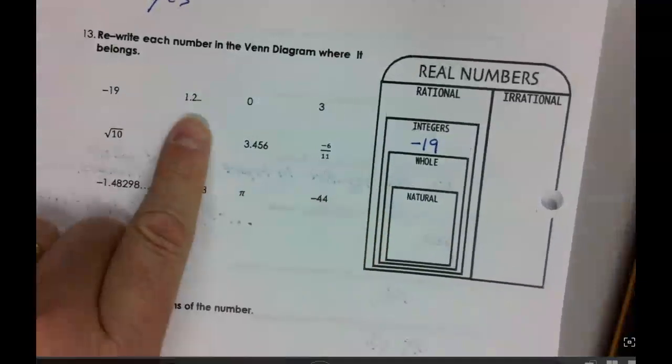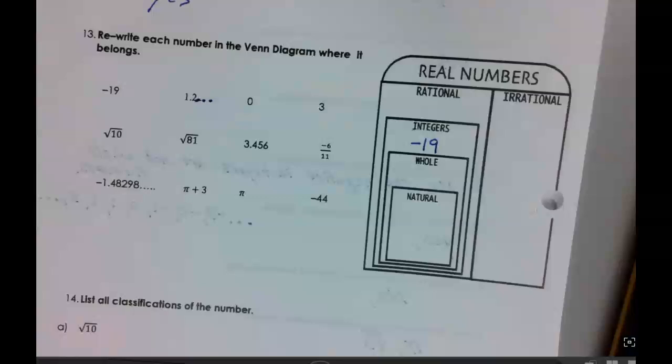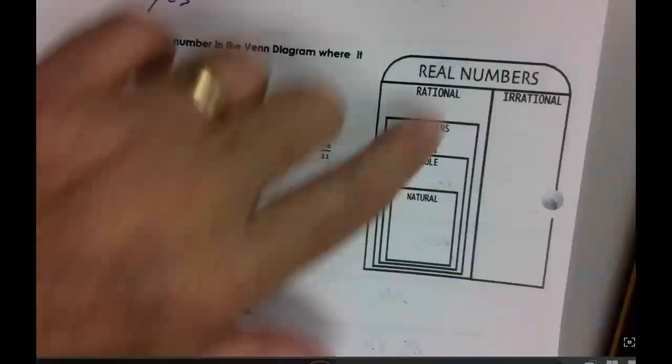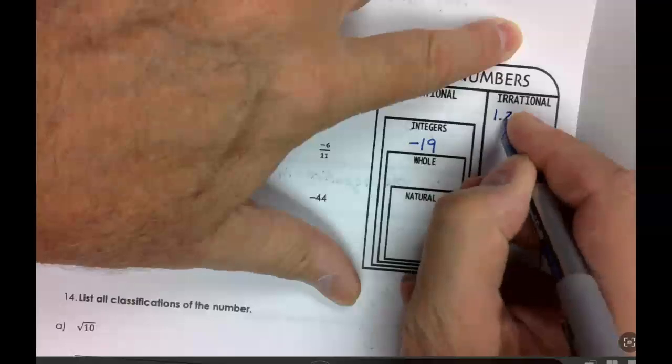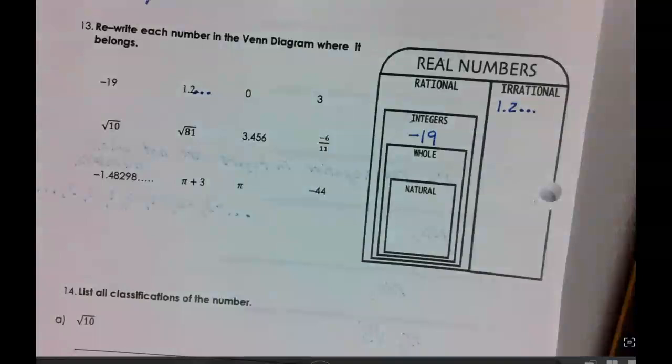Okay, what about 1.2, and it keeps doing this dot, dot, dot? What do the dots mean? It doesn't stop and it doesn't repeat, does it? So what would that one be? Irrational. Somebody said, well, Mr. Campbell, doesn't that mean it repeats? No. It repeats if it's got a bar over the top. If it's got dots on the bottom, that means it keeps going and it never stops and it never repeats, okay? But if it's got a bar on the top of the number, then it means it repeats, okay?